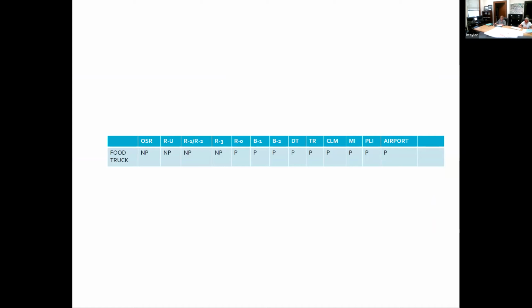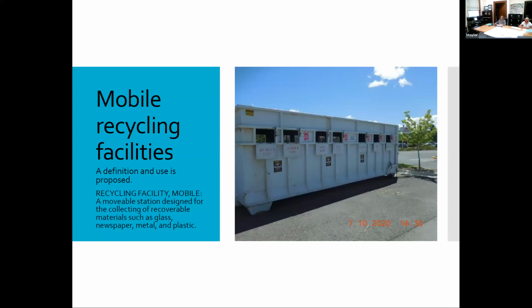Here you can see the different land uses where we propose food trucks to be allowed. They would not be allowed in most of the residential zoning districts, but would be allowed in the most dense residential zoning district, and would be allowed in our commercial districts, the downtown, and our industrial districts, and the public lands district, and the airport. Again, as questions come up, you can use that chat feature. Next slide, please.